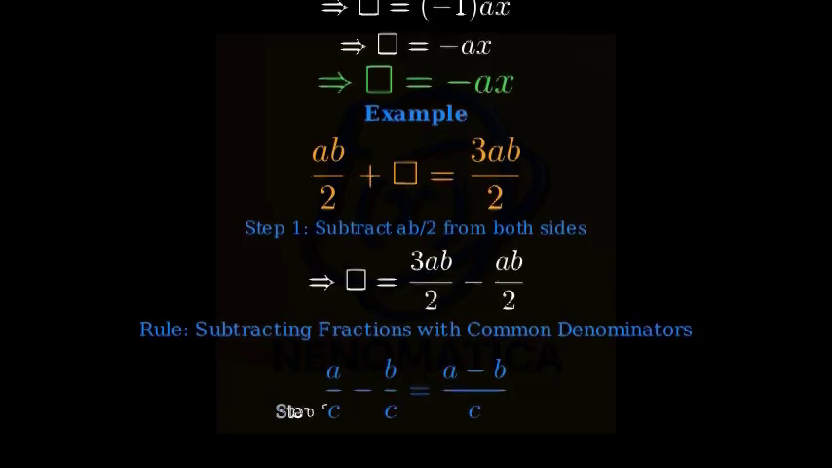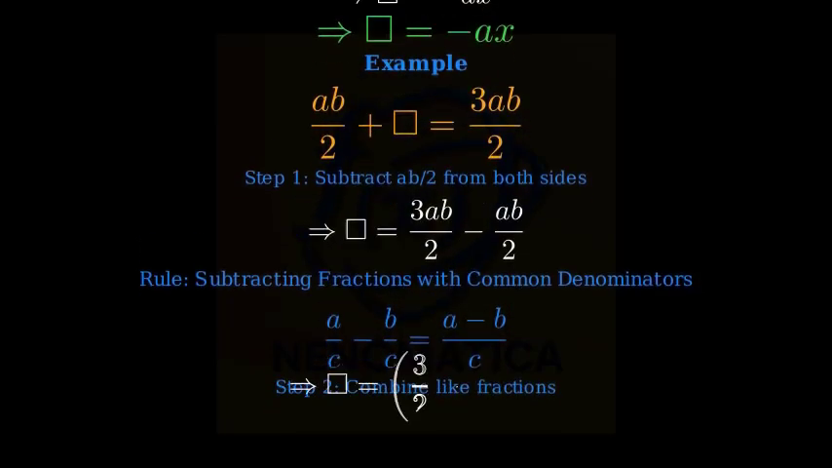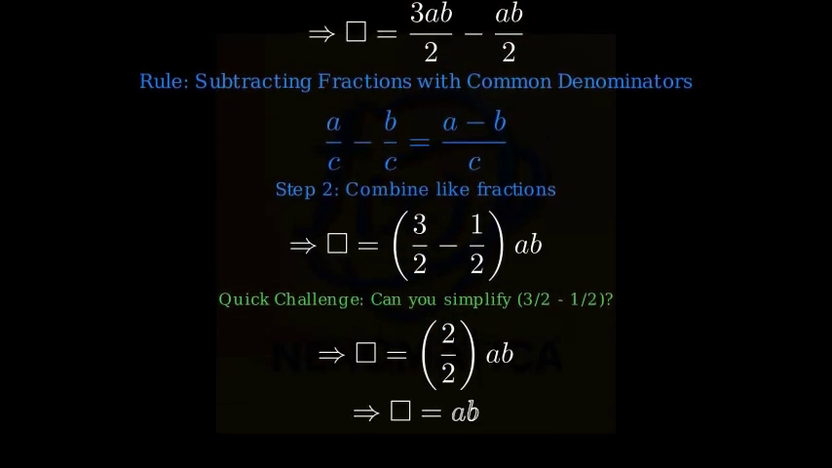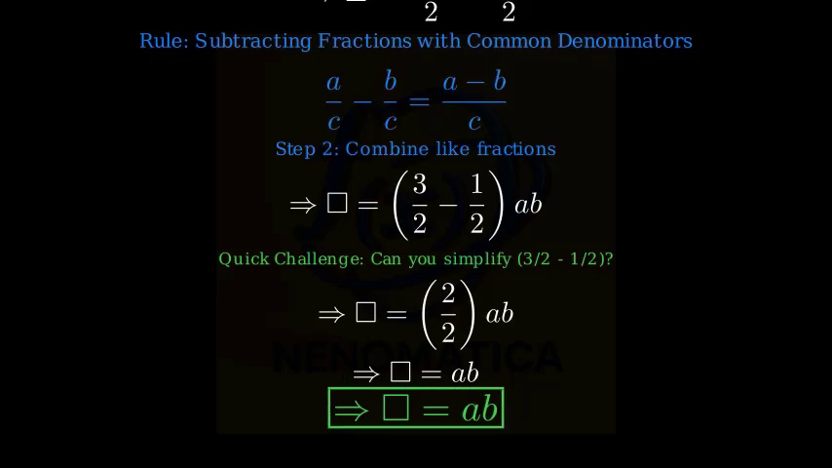Let's summarize our findings. In the first example, the missing term was 5a squared. We've successfully solved for all 4 missing terms in our algebraic equations.